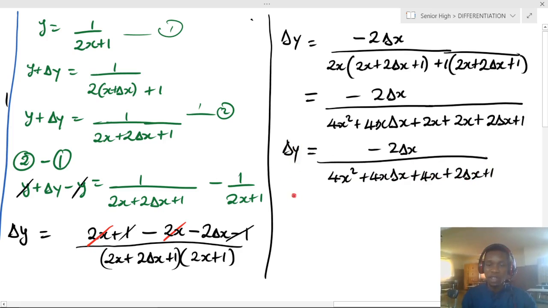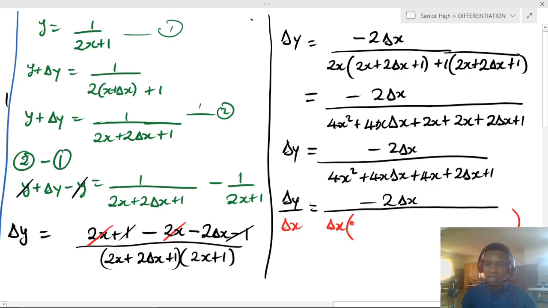and this is for changing y. Now the next part is to bring in your changing y divided by changing x also. So changing y over changing x is equal to minus 2 changing x over, now we're having your changing x coming in, bracketing everything here, 4x squared plus 4x bracket changing x plus 4x plus 2 changing x plus 1. So notice something here. This 1 will straight away cancel out this one, so it's already out.